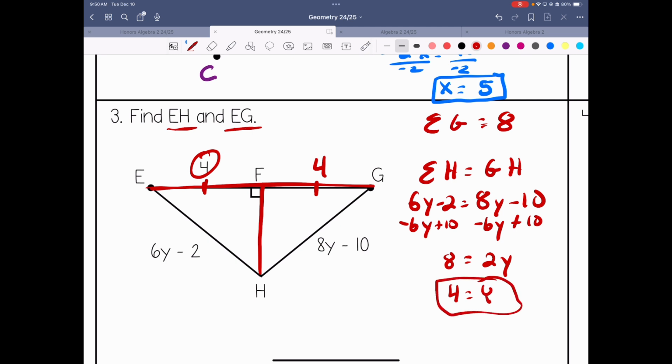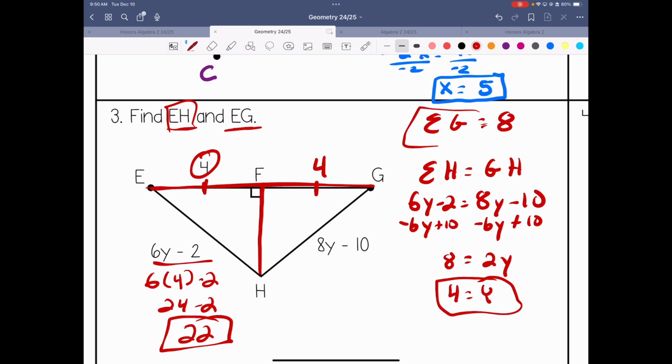He wants to know the distance from E to H, which is right here. So we know y is 4, so I can substitute it in there. 6 times 4 is 24. 24 minus 2 is 22. There's our distance from E to H. There's our distance from E to G. Questions with that one?